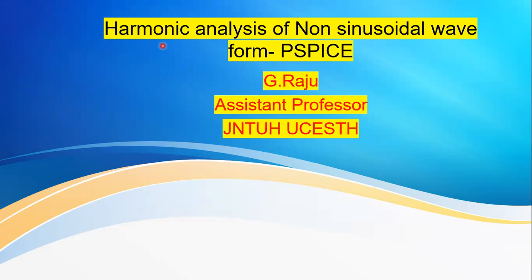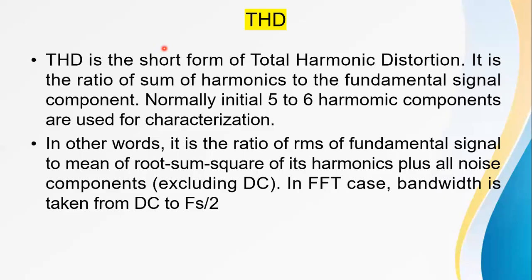First, one of the most important concepts under this is total harmonic distortion, that is called THD. It is the ratio of the sum of harmonics to the fundamental signal component. Generally, up to 5 to 6 harmonic components are used for calculation of THD, that is the fifth harmonic or sixth harmonic or ninth harmonic also.